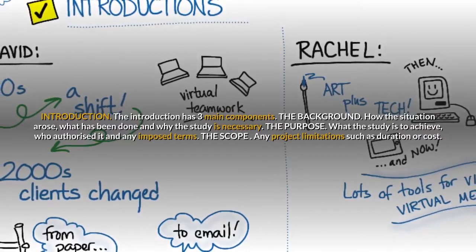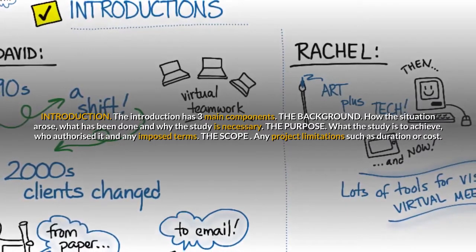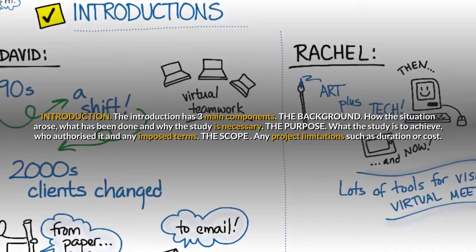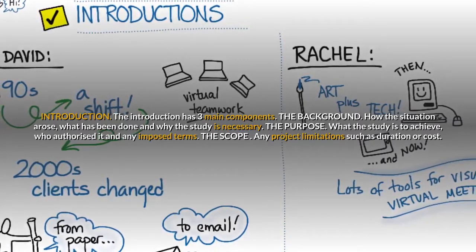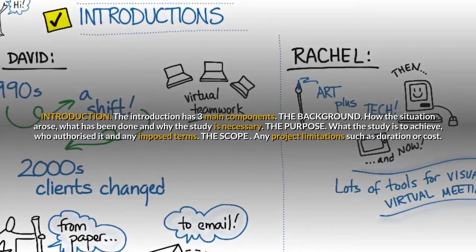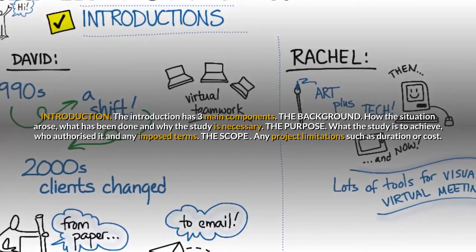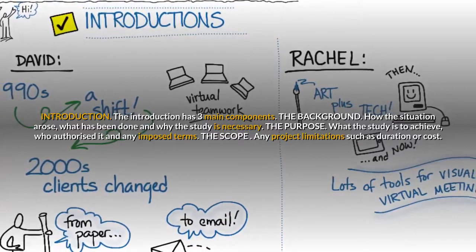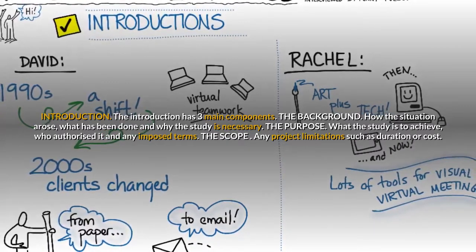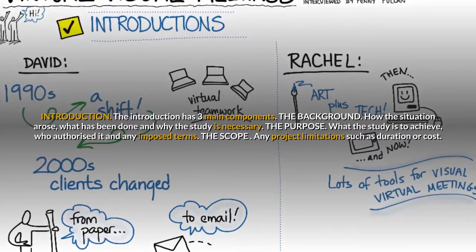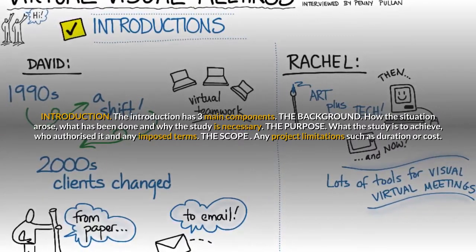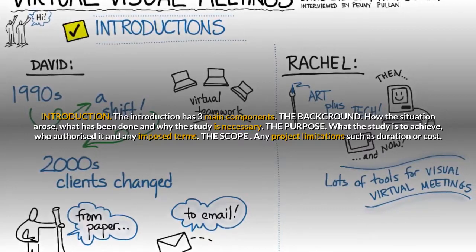The introduction has three main components. The background: how the situation arose, what has been done and why the study is necessary. The purpose: what the study is to achieve, who authorized it and any imposed terms. The scope: any project limitations such as duration or cost.